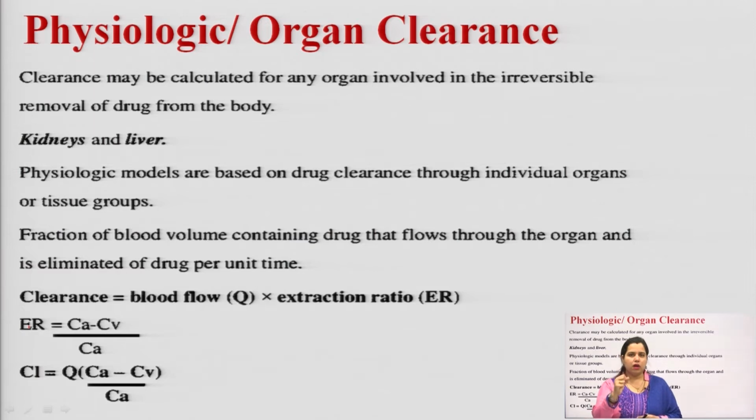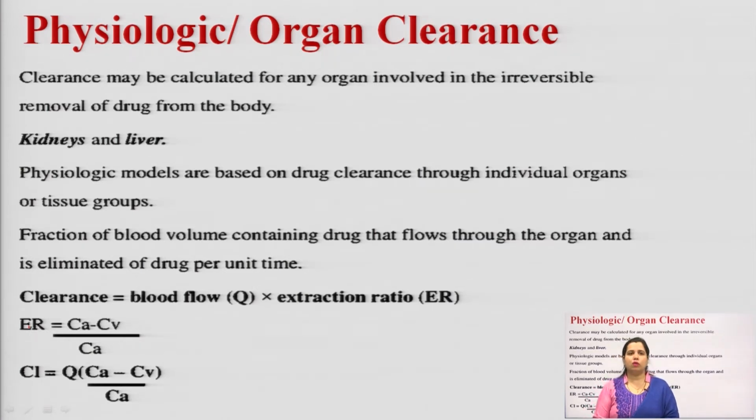So, we are not taking the compiled sum of the total body clearance; we are analyzing body clearance from a particular tissue or organ. It is the fraction of blood volume containing drug that flows through the organ and is cleared of drug per unit time. So, we collect the blood volume fraction and analyze it for drug concentration as it flows through the organ and is eliminated of drug per unit time.